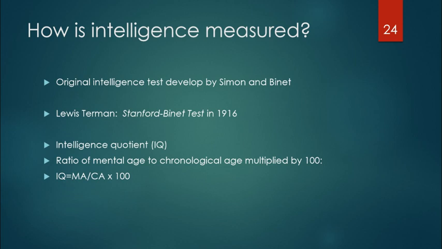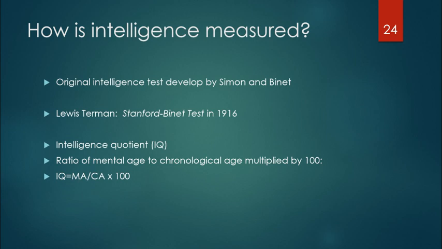All right, so the test produced what's called an intelligence quotient, or an IQ. That's what IQ stands for, intelligence quotient. That little note there, Lewis Terman, we're going to talk about Lewis Terman in a little bit, but he was one of the big names in early intelligence research.